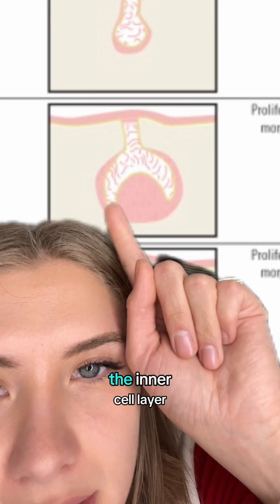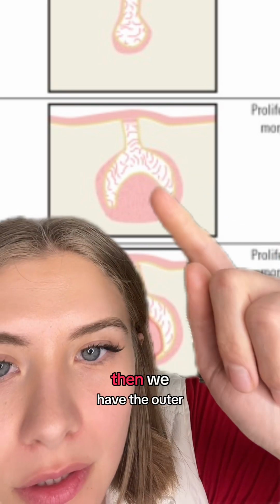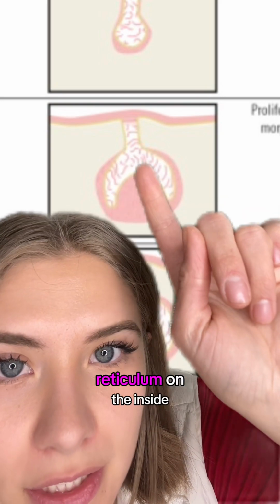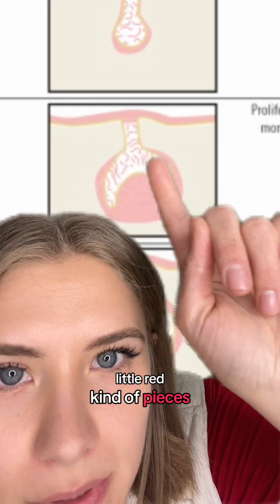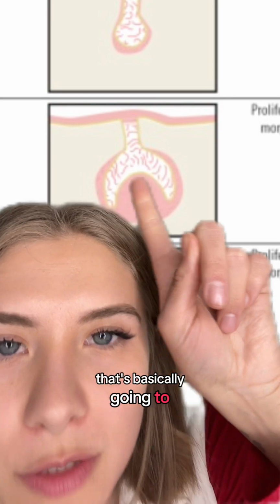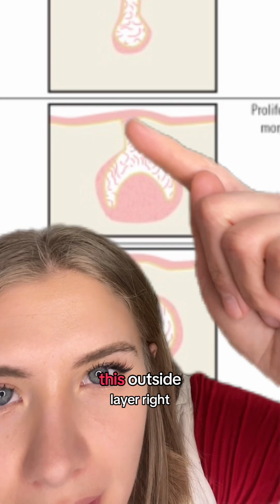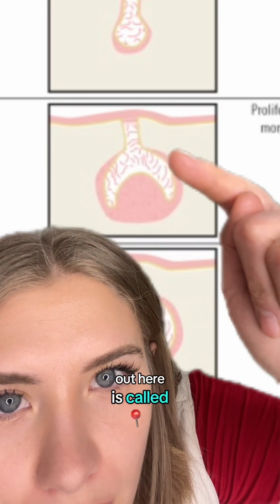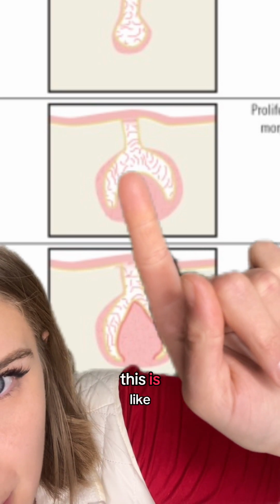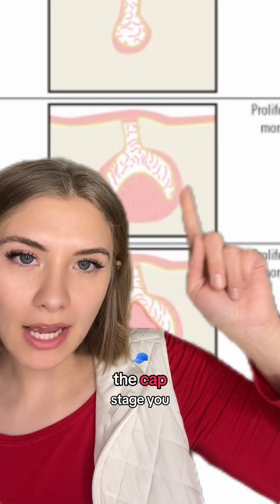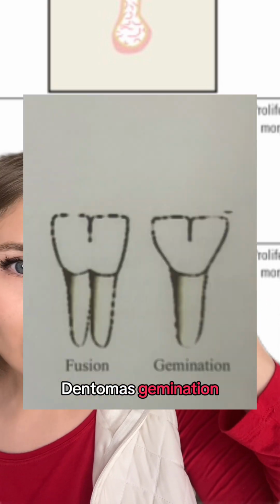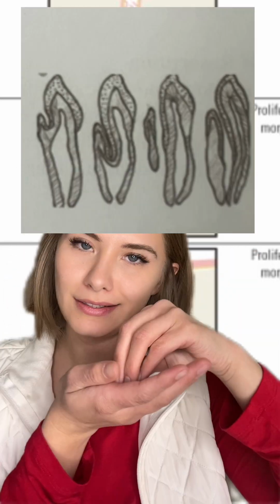So right here is the inner cell layer. Then we have the outer cell layer, this yellow part. Here we have the stellate reticulum on the inside, all these little red pieces. And then right here we have this thing called the enamel knot. That's basically going to become the cusp tips. This outside layer right out here is called the dental follicle, kind of like a hair follicle. And then here, this is going to become the dentin and pulp. In the cap stage, you can have defects here. For example, you can have cysts, tomas, gemination, fusion, or dens in dente, which is teeth in teeth.